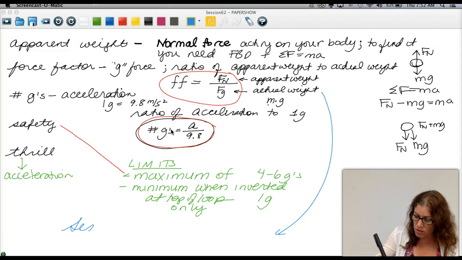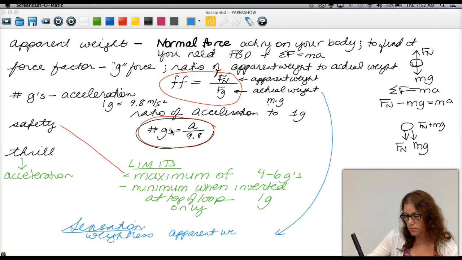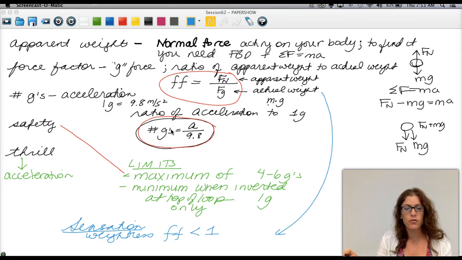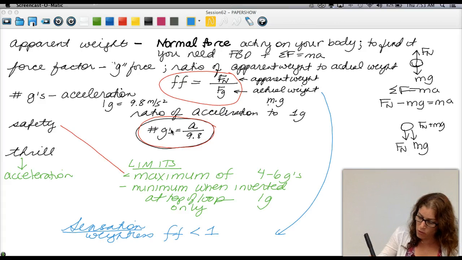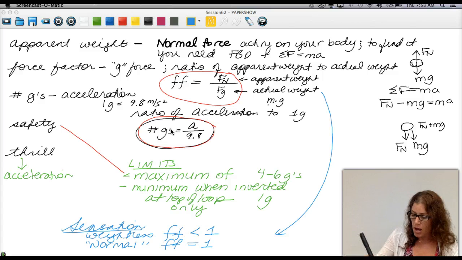So the sensation of weightlessness means you have a force factor of less than 1. A force factor of less than 1 will mean you feel weightless. When the force factor is equal to 1, you feel what we call normal, right? You don't feel like you're coming out of your chair. You don't feel like you're sinking into your chair. And a force factor greater than 1 means you feel heavier than normal.